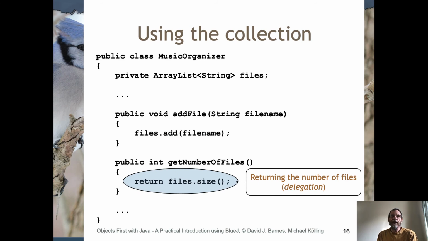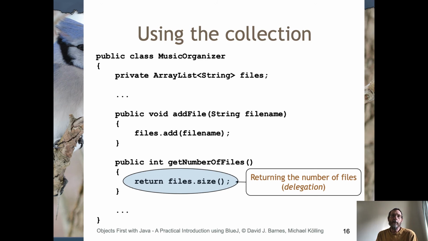If we want to find out how many files we're currently storing in the music organizer, we have a get number of files accessor method that returns an integer value. Now notice that whereas in previous classes we would have expected the get number of files method to be returning the value of a number of files variable, the music organizer class does not define a number of files variable. It does not keep a separate count of how many files are stored in the music organizer. And the reason for that is it doesn't need to. That information is available directly from the ArrayList object.